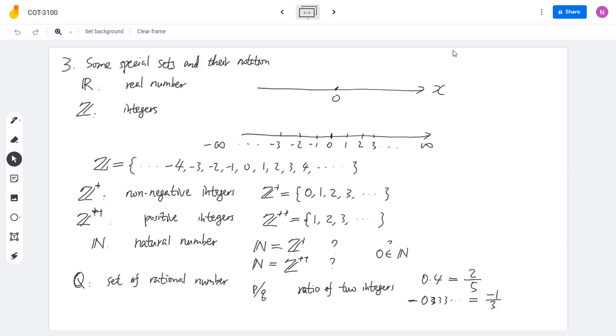And we are going to see that some numbers are real numbers, but not rational. Such numbers are called irrational numbers. Okay. So finally, C, the complex numbers. For example, 5 plus 3i is in C. Minus square root of 2 plus square root of 3 times i is in C.